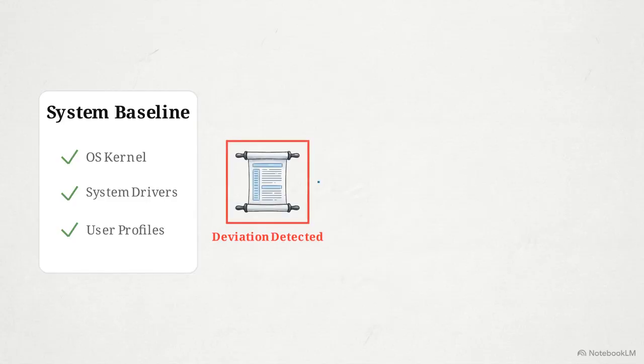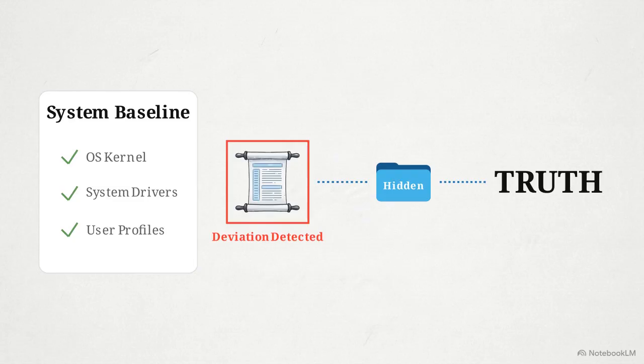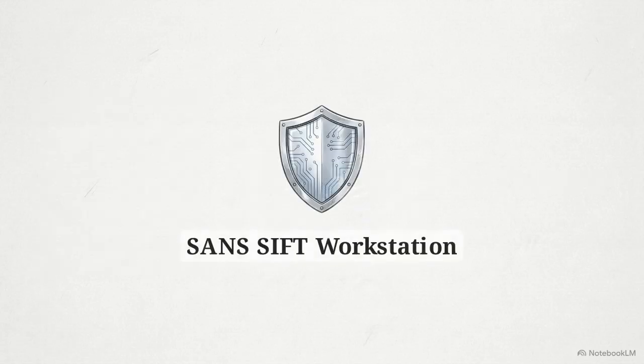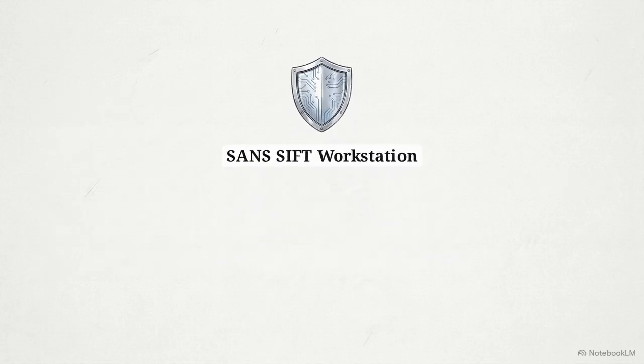The most important tool is your mindset. Focus on defining the normal baseline of a system so you can identify deviations. Every piece of digital evidence is a breadcrumb that helps you reconstruct the truth. To build these skills safely, use the SANS SIFT Workstation.